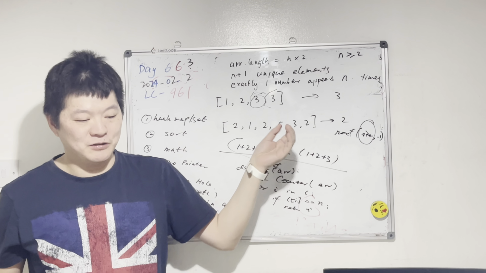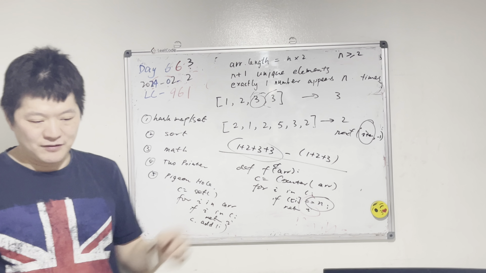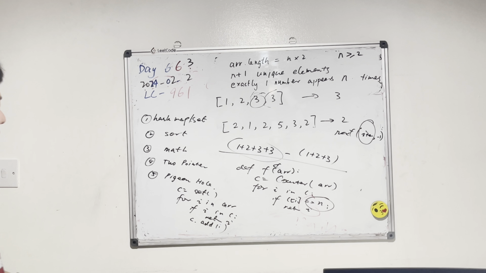In the second implementation, we're using the counter. We check if c[i] equals n, so it appears n times, then we return it. In this scenario, we can also use the next function: c equals counter, return i for i in c if c[i] equals n. For the first implementation using a hash set, the time complexity is O(n), where n is the size of the numbers.